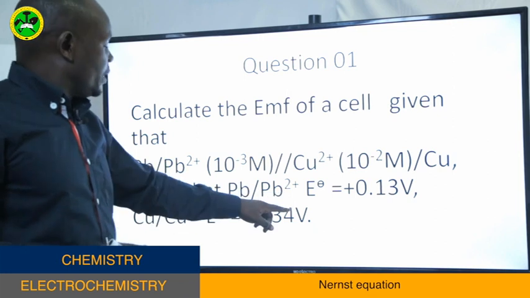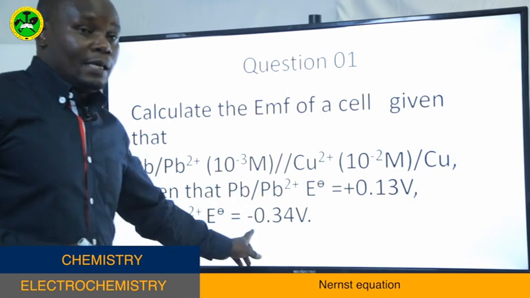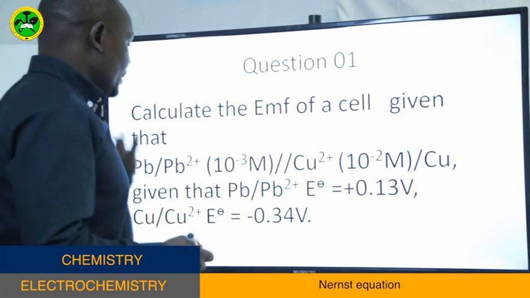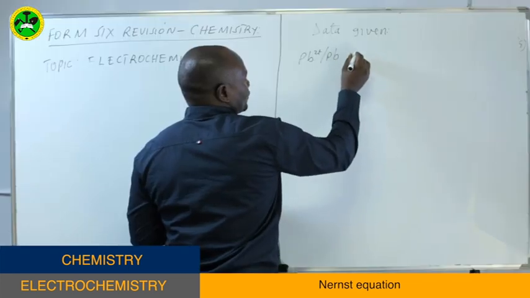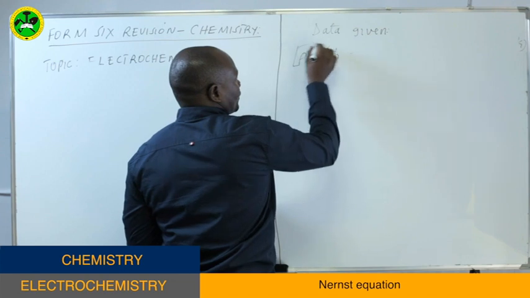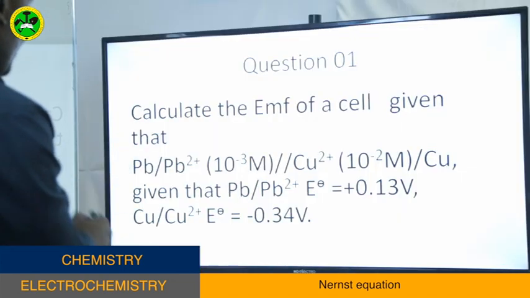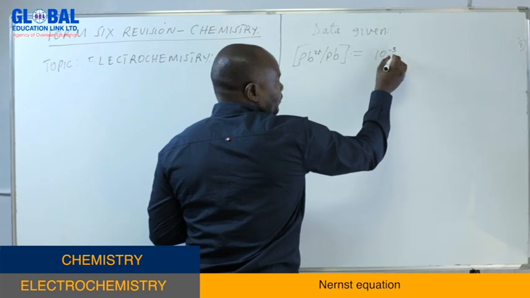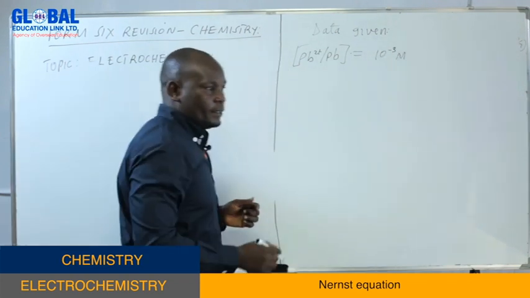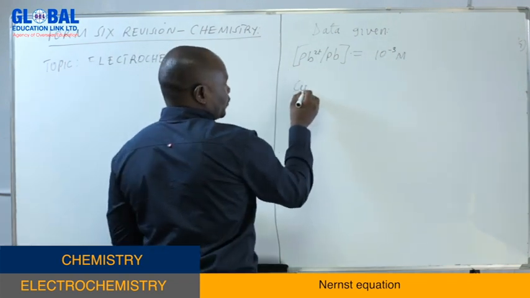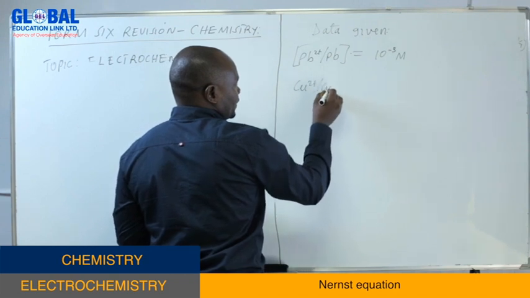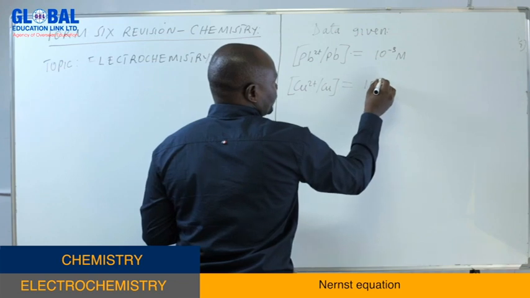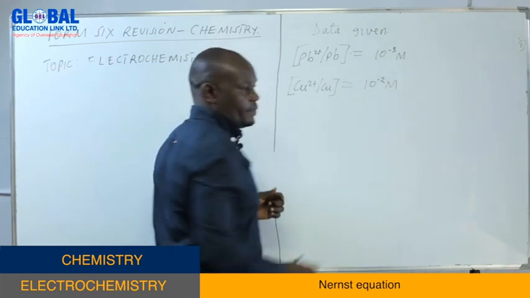So let us now consider the data given. The data given here is that we have the concentration of lead, which is 10 to the power negative 3 moles per decimeter cubed, and we have the concentration of copper 2 ions, copper solid in reduced form, which is 10 to the power negative 2 moles per decimeter cubed.